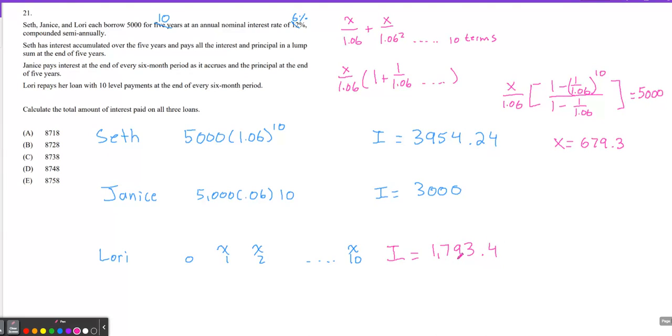Now let's add everything up, okay? Great, so we get 8748, which would be choice D. Okay, so break it up into the cases, and you'll do great.